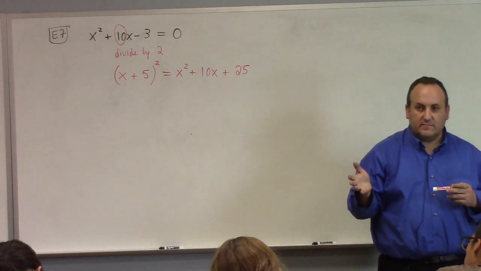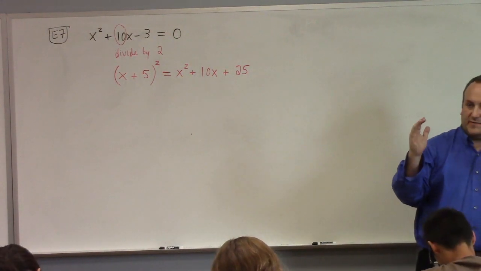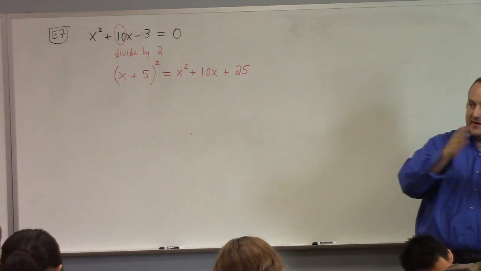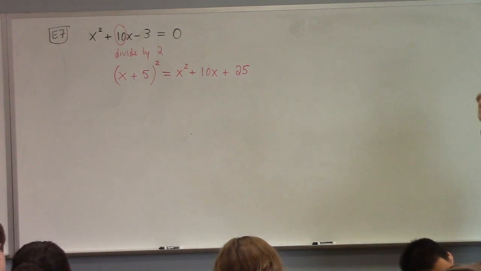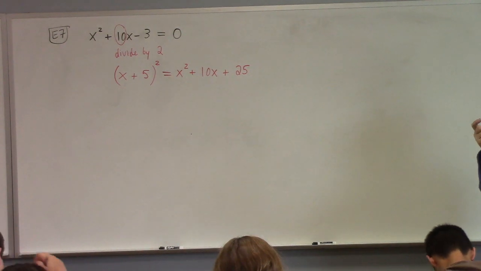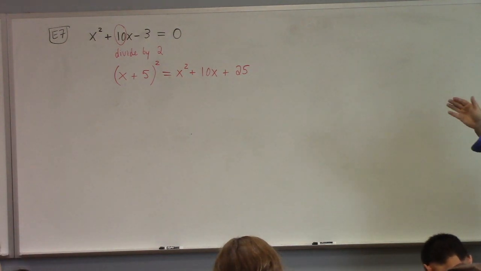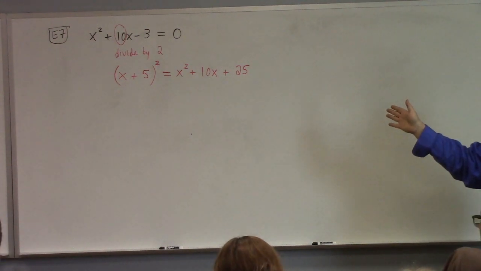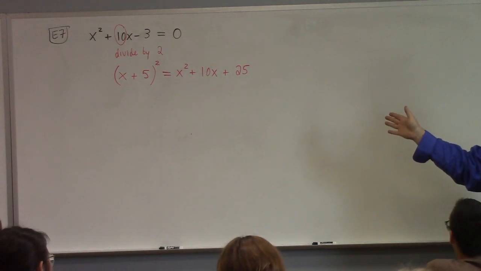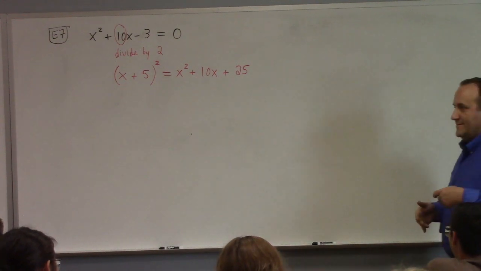If you don't see that, write it down, x plus 5 times x plus 5, and FOIL it out, right? First, outer, inner, last. You get x times x, which is x squared. You get 5x plus 5x, which is 10x. And then you get the 5 times 5, which is 25. Do we agree? We agree, right? You must agree. Conform. All right, sorry.